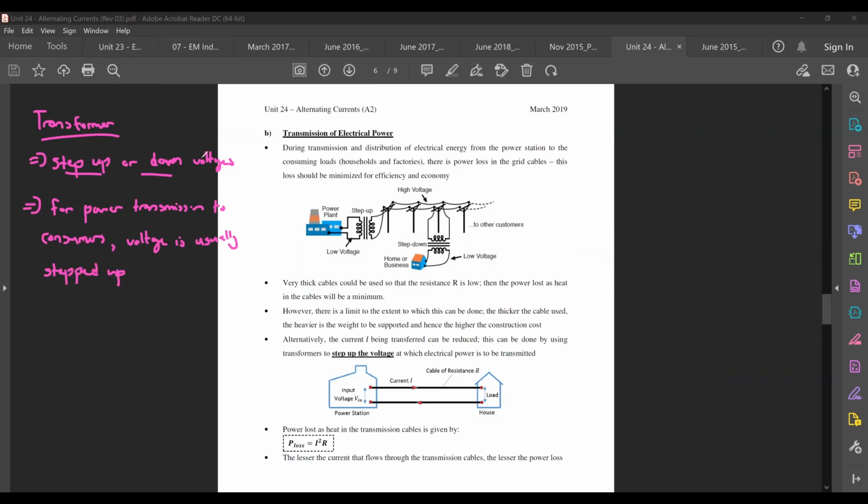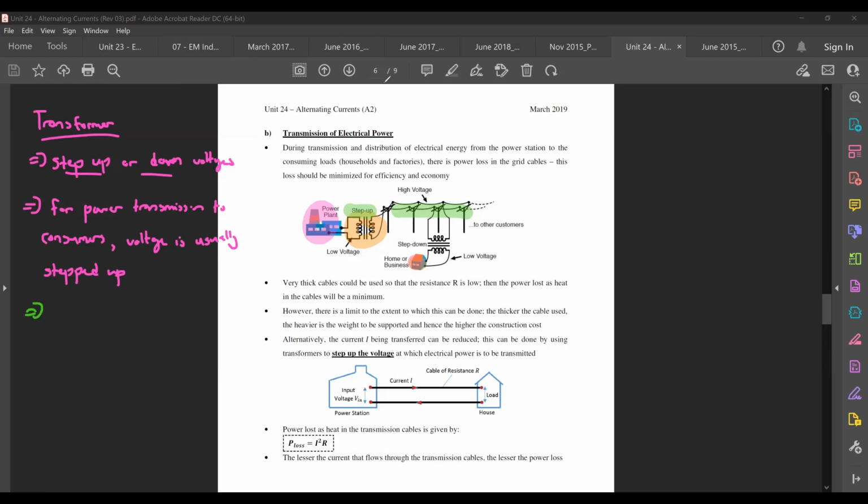Meaning to say, let's just say that you produce your power at your power plant, and before you send it to a house, the power plant has a transformer there. So before your power plant sends you power to your consumer, the house here, through the electrical transmission cables that you see here, what they normally do is they step up the voltage before transmitting the electrical power to your consumer. The reason for that is mainly due to this.